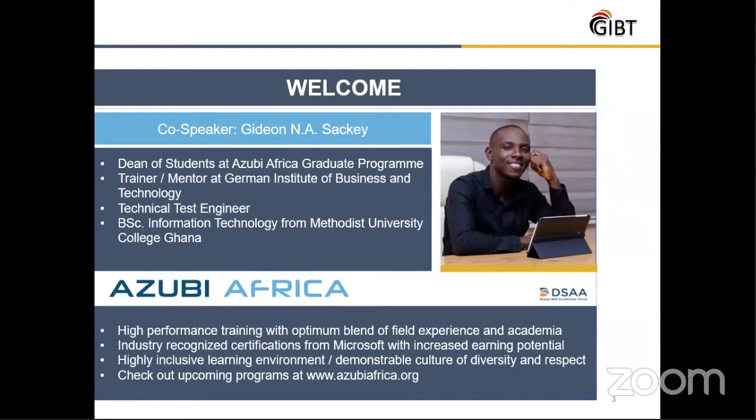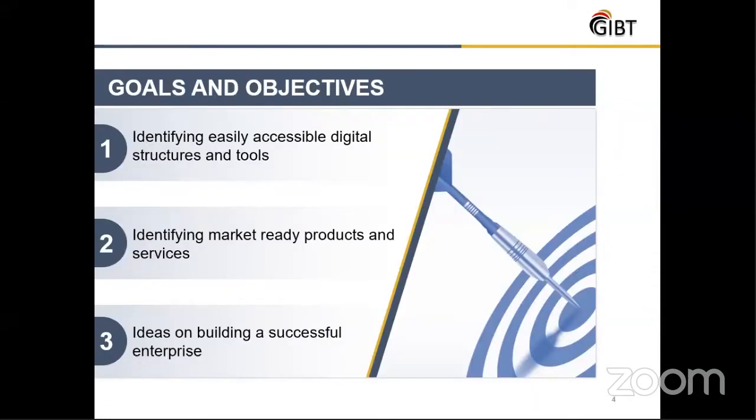Okay, thank you. So our goals and objectives for today. One of our key goals is to identify easily accessible digital structures and tools. We're saying easily accessible because we want to have easy access to things that we can quickly transform to benefit us, things that we can quickly turn around for our own use.